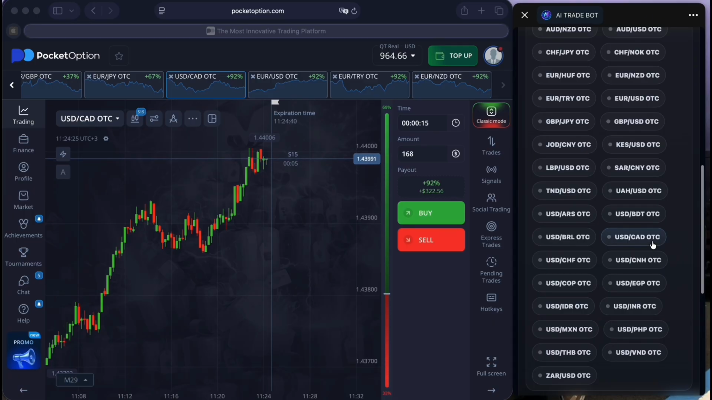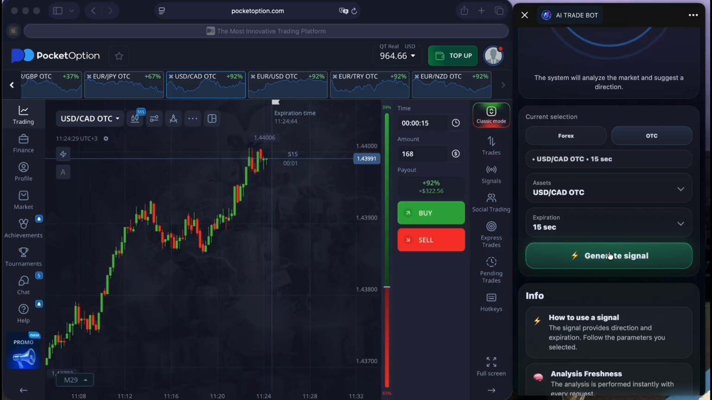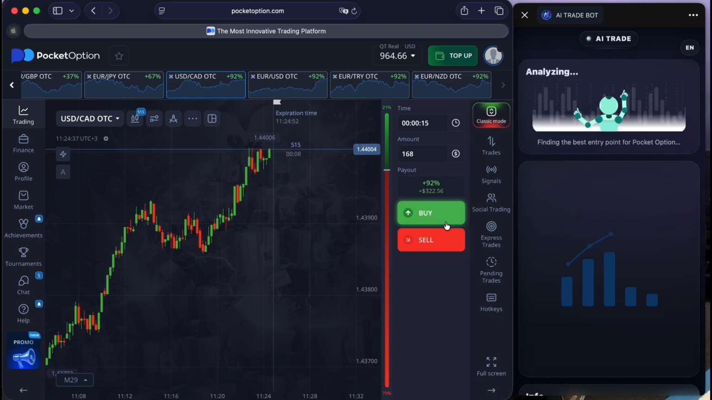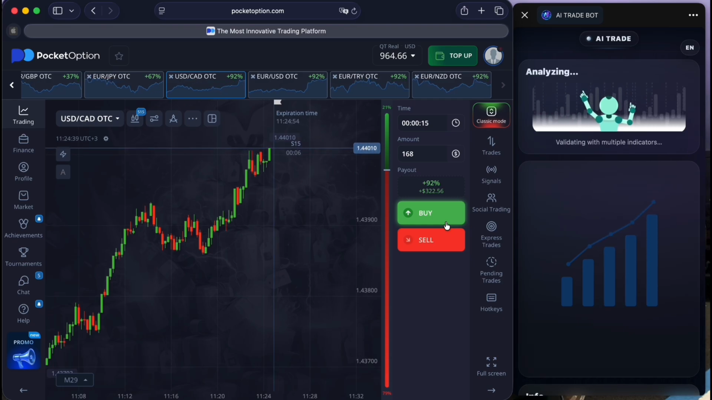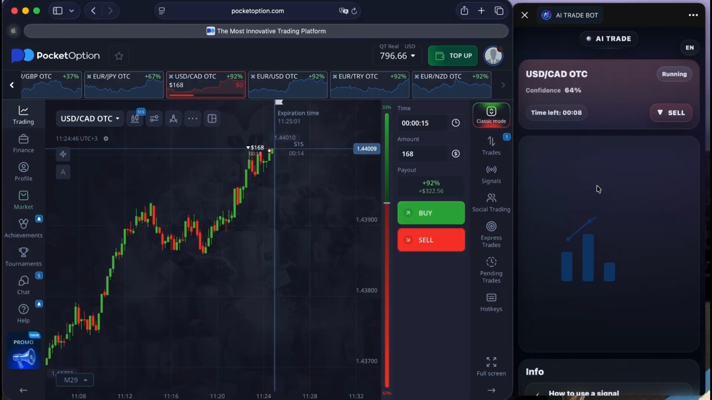US dollar, Canadian dollar on our screens. Adding this asset to my tool. 15-second expiration time. Clicking generate and waiting for this tool's technical analysis. I fully trust this bot, since I know that many traders are already trading with the help of artificial intelligence. They simply don't show it on their screens, since there's an option to request a signal from both a phone and a personal device. So be careful and trade with AI on your own.